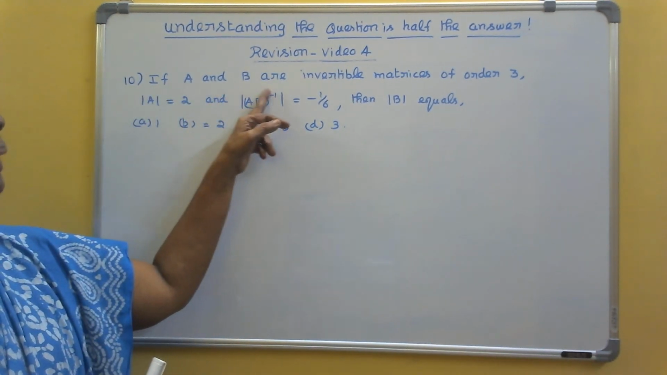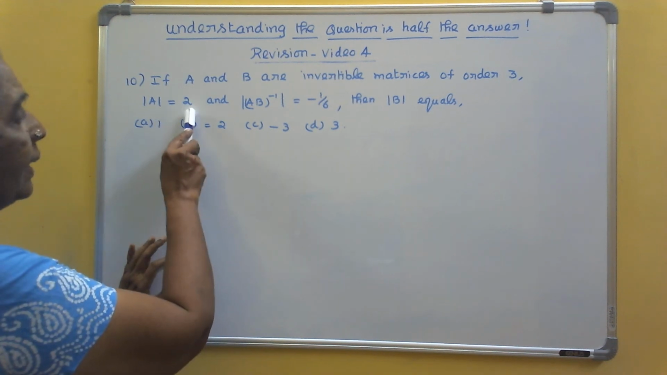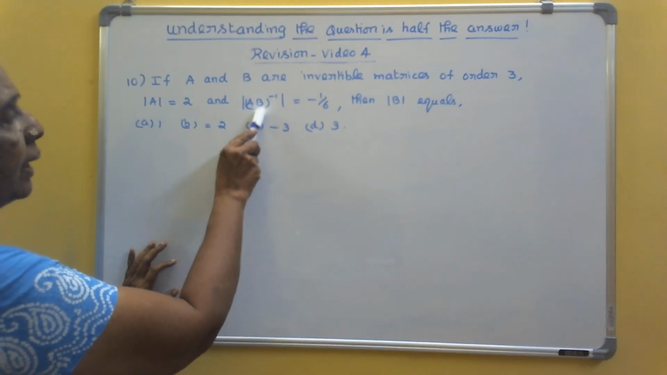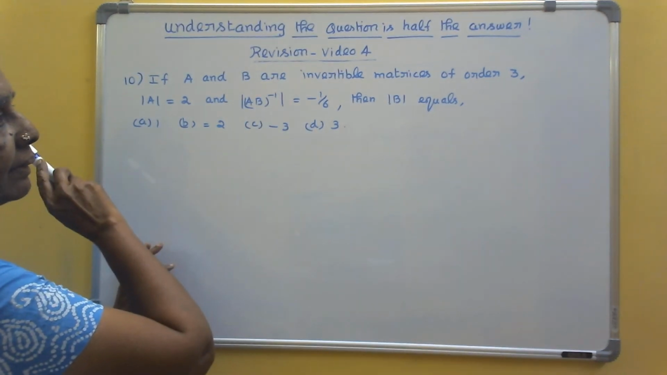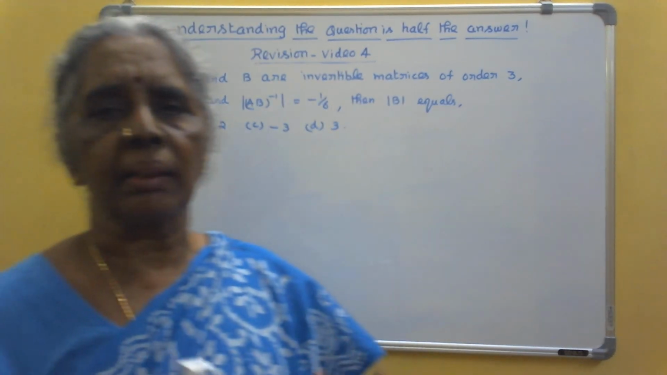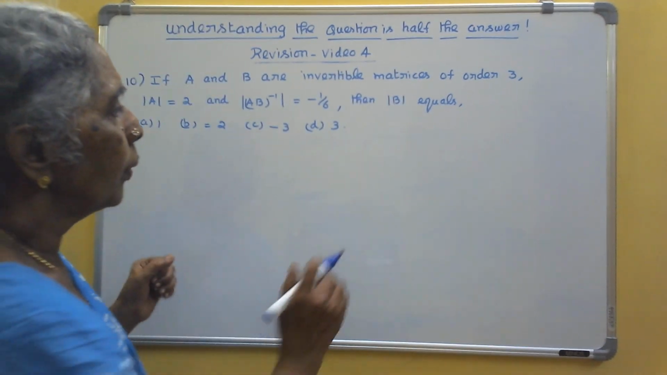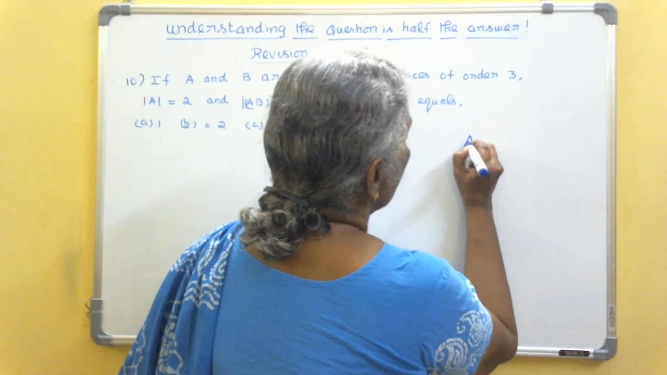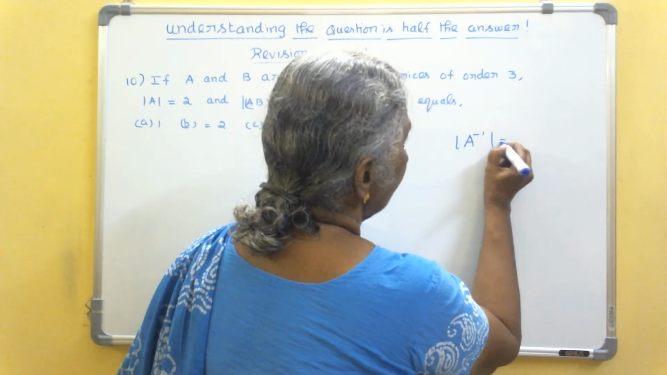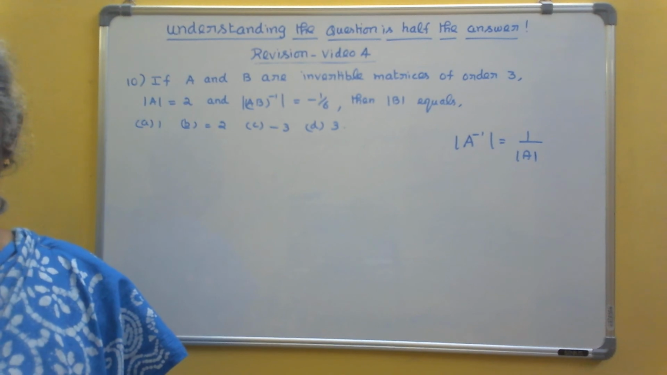If A and B are invertible matrices of order 3, determinant A is 2 and determinant (AB) the whole inverse is minus 1 by 6, then determinant B equals, and 4 options are given. Let us see what concept is there in the sum. Now, you know, determinant A inverse is equal to 1 by determinant A. You know this concept, right?